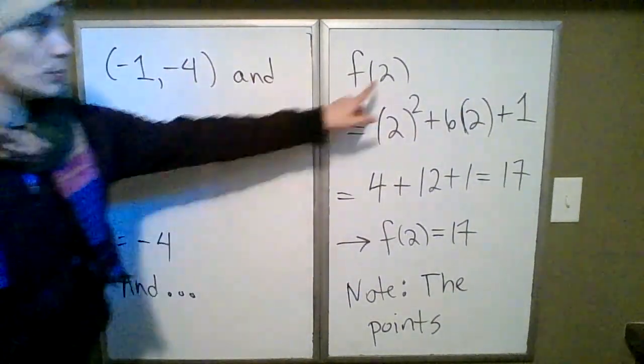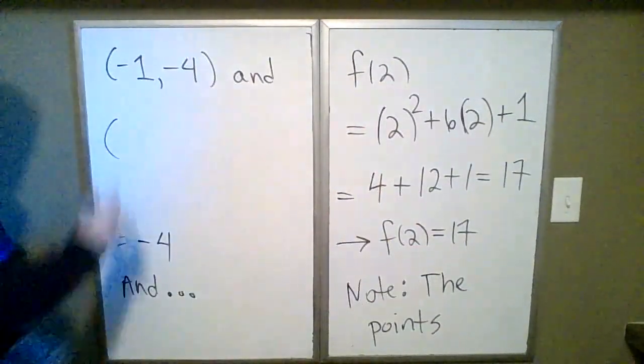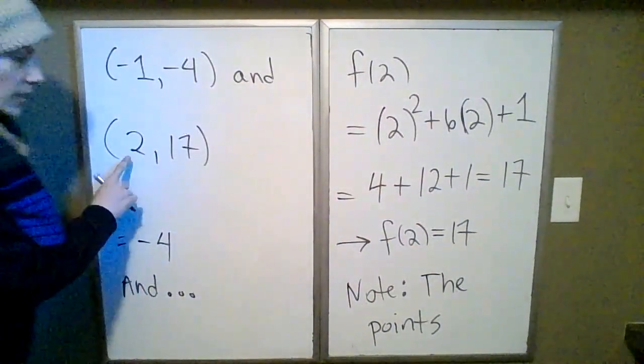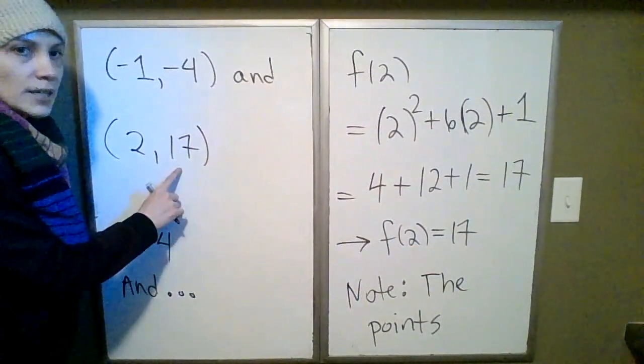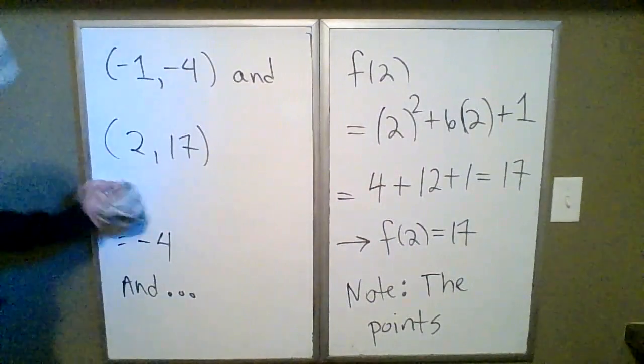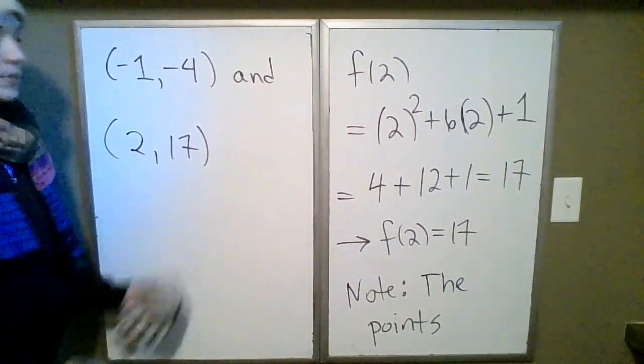Another one, we input 2, and the output is 17. And this is your x and f of x, which you could call x and y. Anyway, both of those points are in the graph of f.